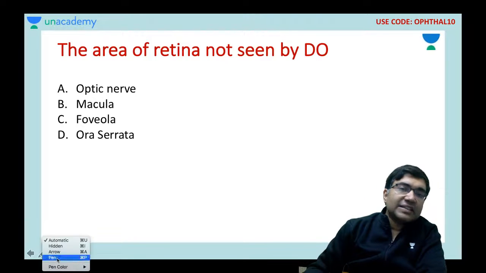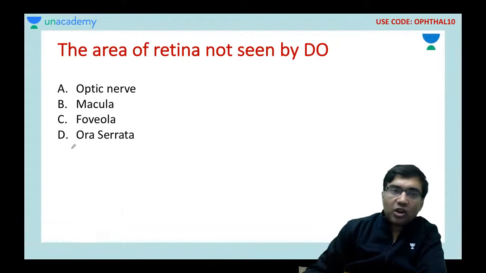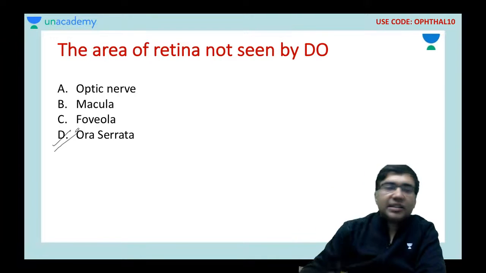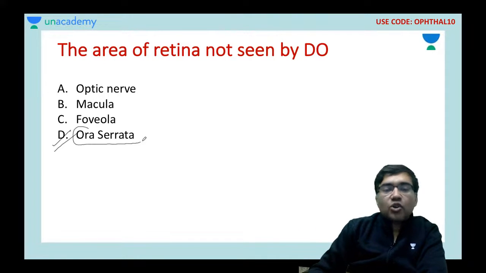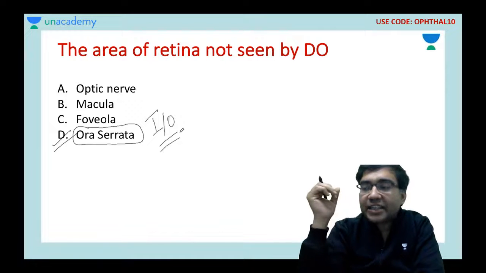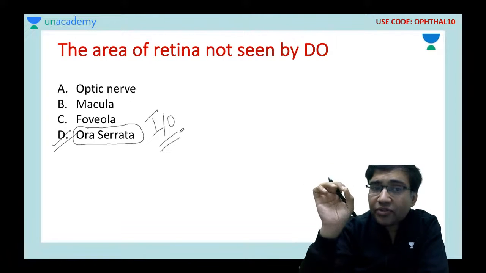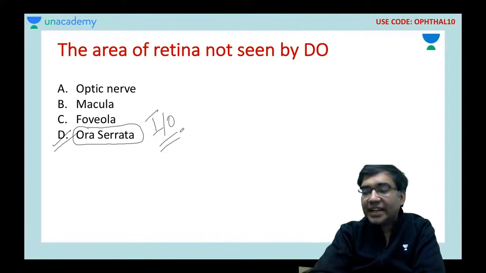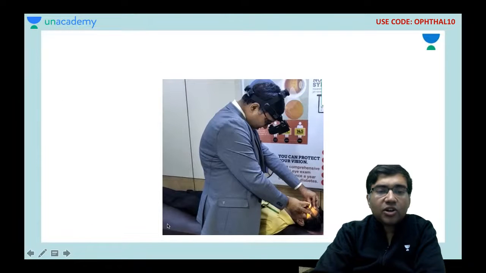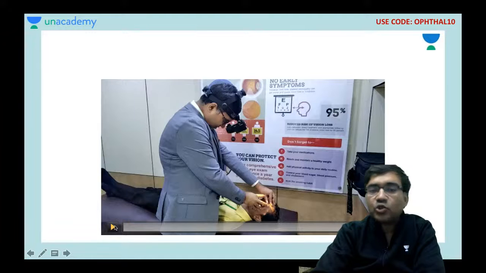So very good. The area of retina which is not seen by the direct ophthalmoscope is the peripheral retina. That is the ora serrata. So what is the instrument that we use whenever we have a patient where the lesion is expected at the region of ora serrata? We use indirect ophthalmoscopy. Okay, so I would just show you a picture of how the indirect ophthalmoscopy is done.